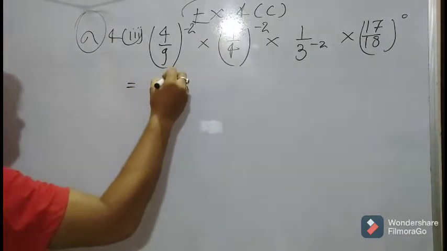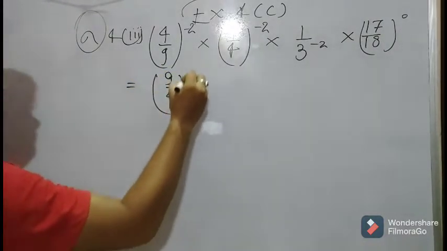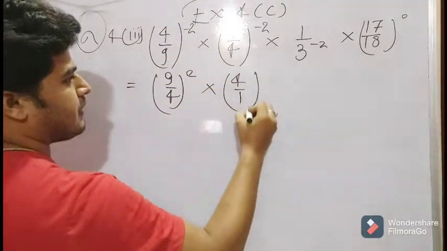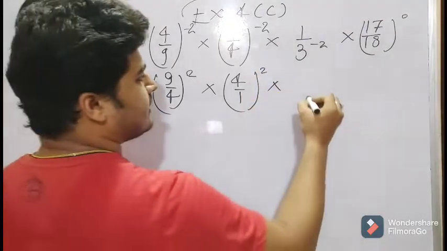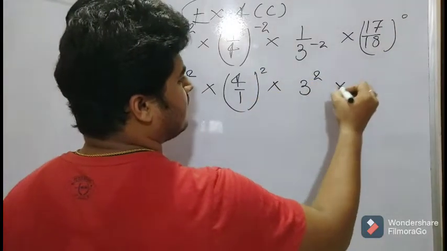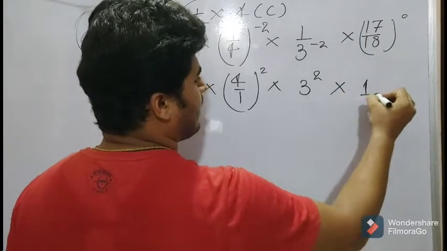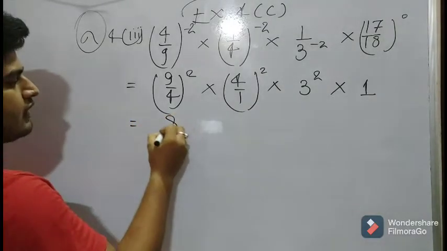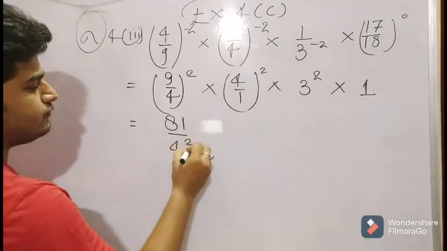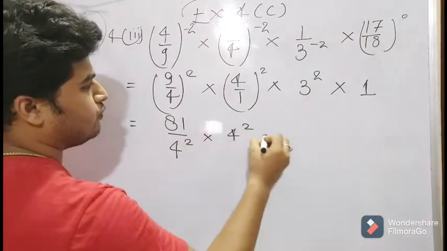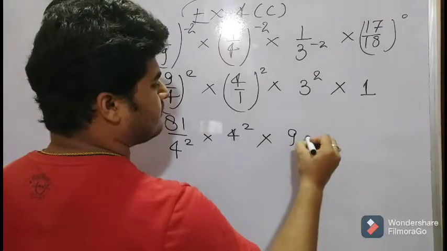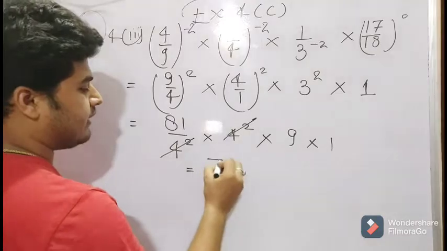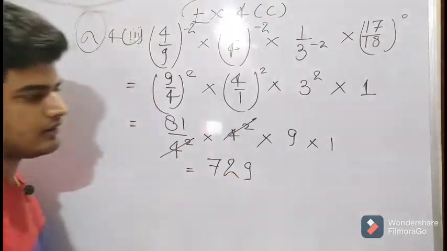So this can be written as 9 upon 4 raised to the power 2, power becomes positive. This can be written as 4 by 1 raised to the power 2. This can be written as 3 to the power 2, and 17 by 18 to the power 0 is 1. So 9 power 2 is 81 upon 4 power 2, multiplied by 4 power 2, multiplied by 3 square is 9, multiplied by 1. 4 square got cancelled. 81 multiplied by 9, that is 729, will be the answer.